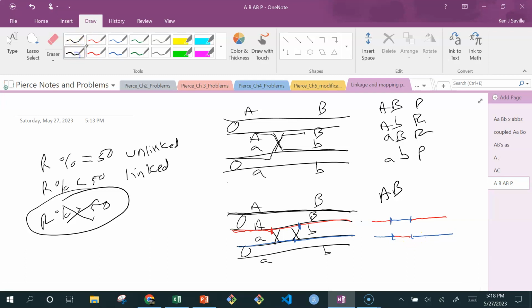And so what happens in this case, if we have an A here, and so our top one up here isn't involved, and our bottom one down here isn't involved, and here's our centromere. So that happened between homologous chromosomes. And our A was here, and our B was here. And our little a was here, and our little b was here.